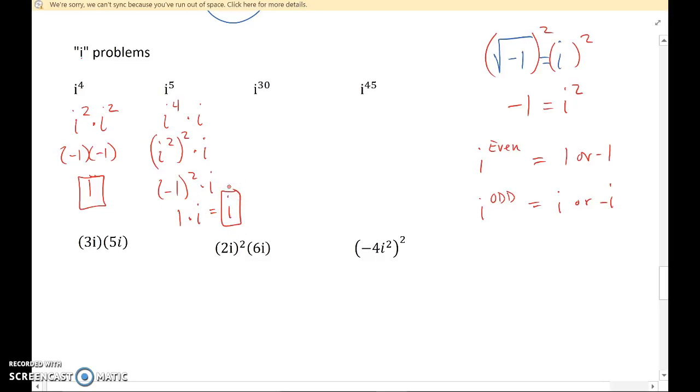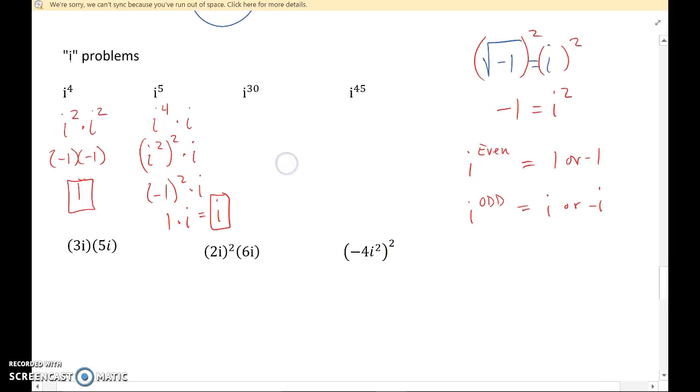I'm sorry, i to the 30. I know from the get-go it's going to be 1 or -1. And what that's really going to come down to is this is i squared to the 15. Well, i squared being -1, we're going to take it to the 15th power. Well, a negative number multiplied by itself an odd number of times is always going to stay negative. So this answer will stay -1.